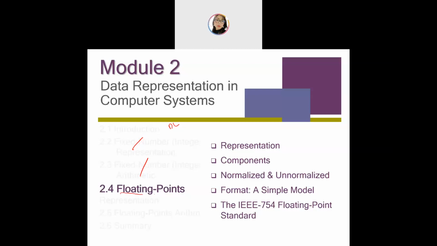Next, we want to look into floating point. If you still remember, floating point is what comes after your radix point to the right. The fixed number or digit will be on your left. This one we already covered. Now we want to look into floating point in terms of the representation component.